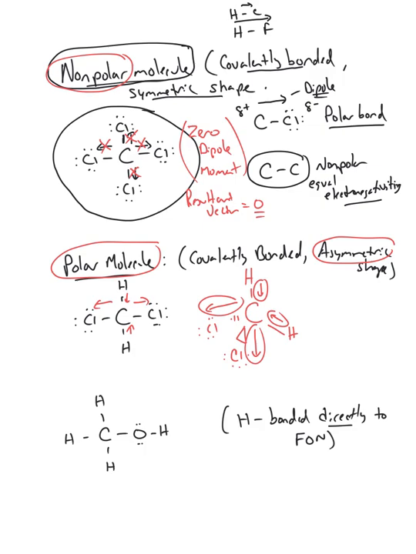In the end, if I add up these vectors, the sum cuts right in between the chlorines. This would end up being the negative end of the molecule, and this would be the positive end of the molecule. So the key thing, keep it simple: if not all of the atoms coming off the central atom are the same, it's a polar molecule. Okay?